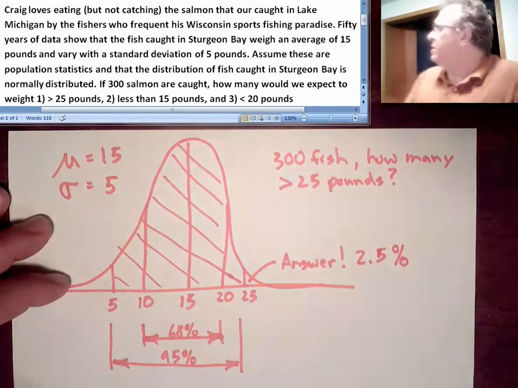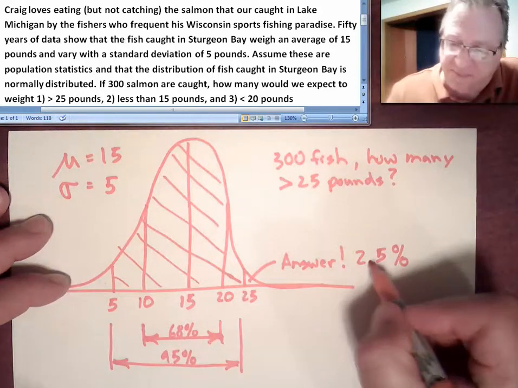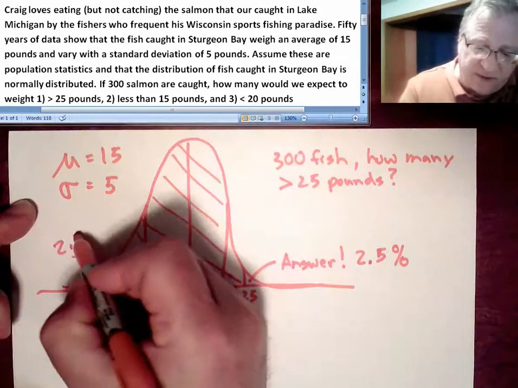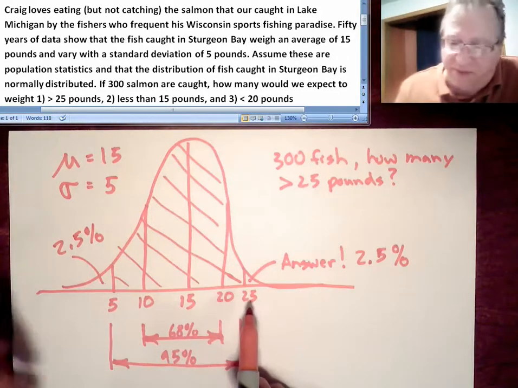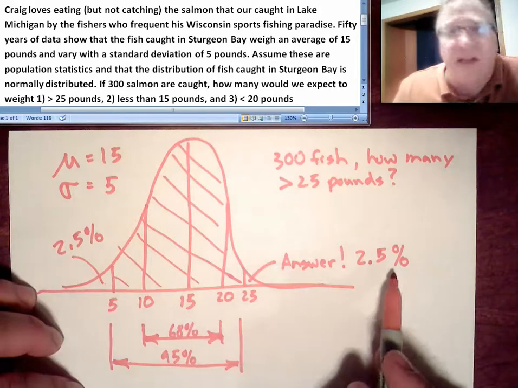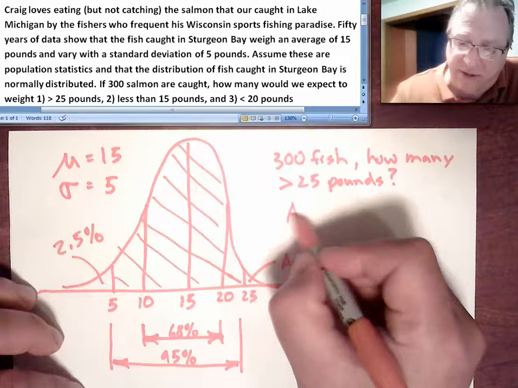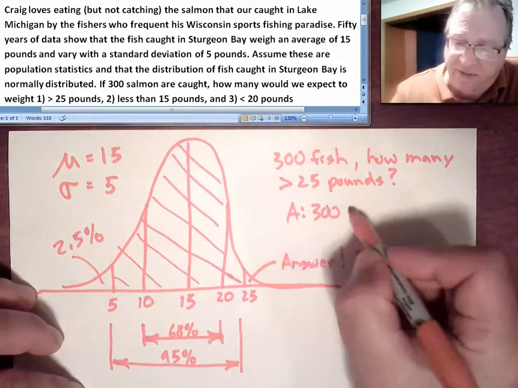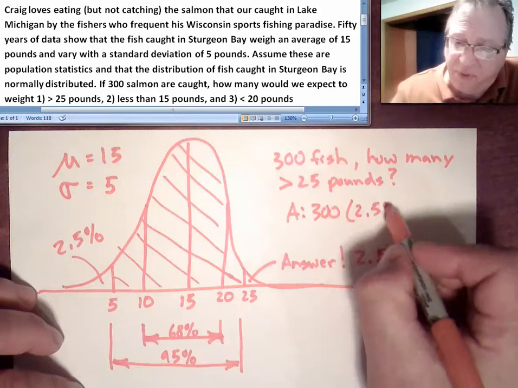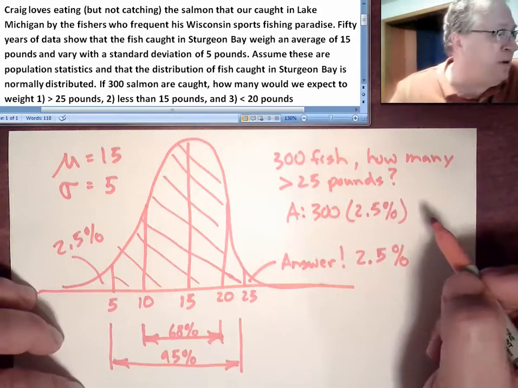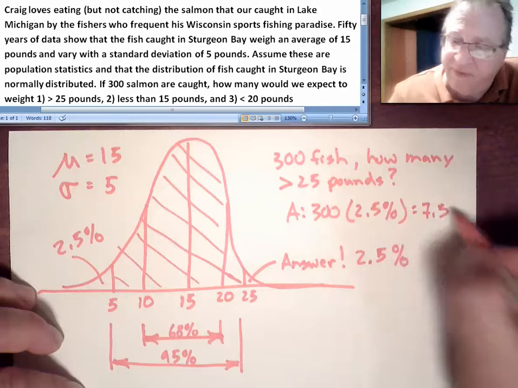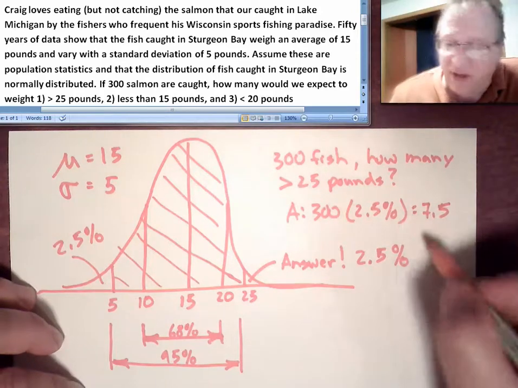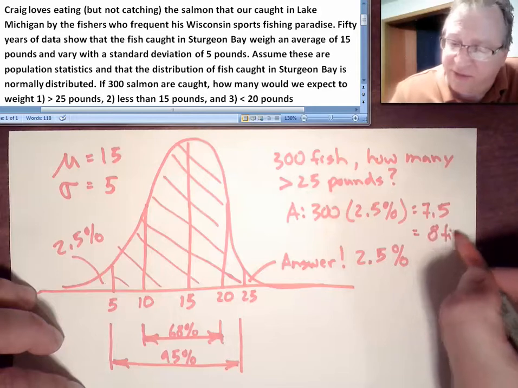2.5% is in that little space. There's also 2.5% over in this one, but we don't care about that. We're looking for fish that weigh more than 25 pounds. So it's 2.5%. Well, simple. Our answer is simply to take our 300 fish, multiply by 2.5%, and what do we get? 7.5. So how many fish is that? Well, you're not going to find half a fish, so let's call it 8 fish.